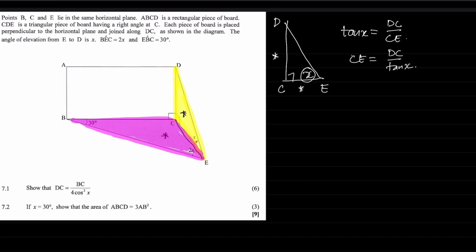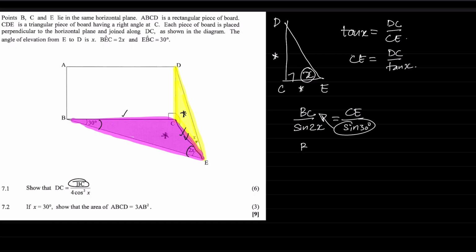Okay. Now let's solve. Since obviously we can see that there's a BC there, and we just worked in terms of CE, we need to use BC and CE in our new equation. So BC, CE, we got an angle, so we're going to use the sine rule here, right? And we're going to say that BC divided by sine of 2x is equal to CE divided by sine of 30 degrees.